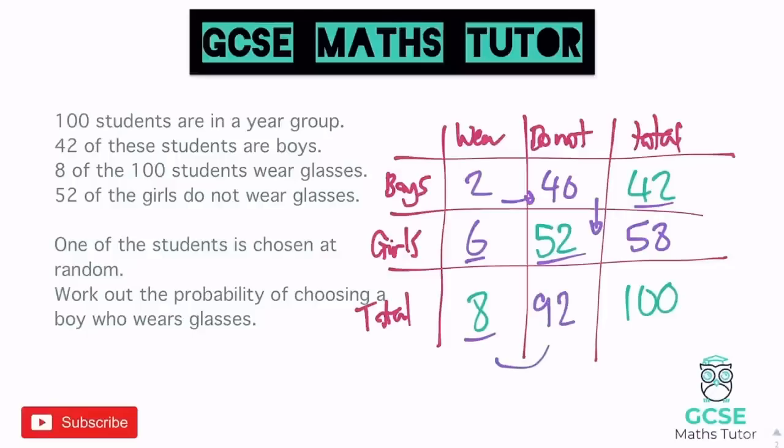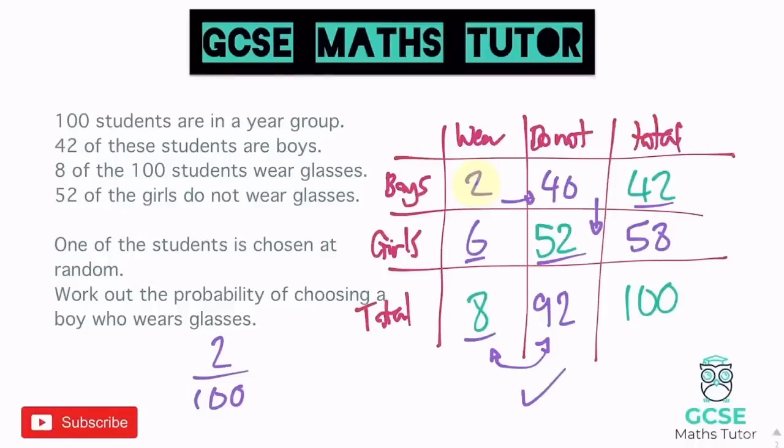And a very quick check here, those two add up to 100, so that's right, we're happy with that, we can tick that off. Now it says, work out the probability of choosing a boy who wears glasses, and one of the students is picked at random. Well, 2 of the boys wear glasses, so that would be 2 students out of the 100 students that we've got here.